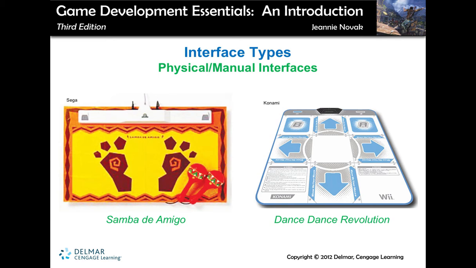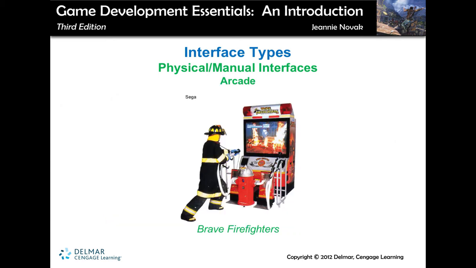So here are some examples of physical interfaces. You can have a dance pad that you step on. You can have controllers that the user uses in different ways. Like in arcade games, you might have special controllers. You can do interesting things with arcades. You can have a car with a steering wheel and a gas pedal. You can have the player sit on a motorcycle. You can have guns. You can have just buttons. So there's all sorts of things that you can do with the manual interface for an arcade game.